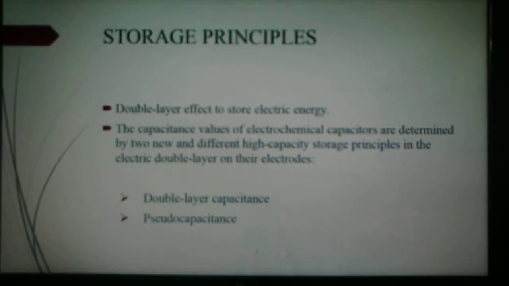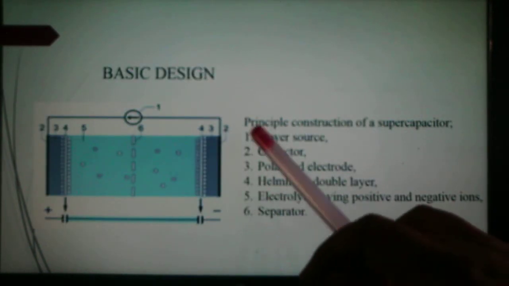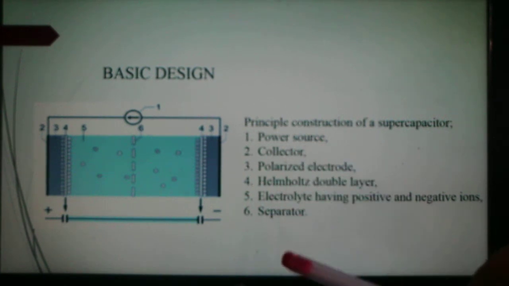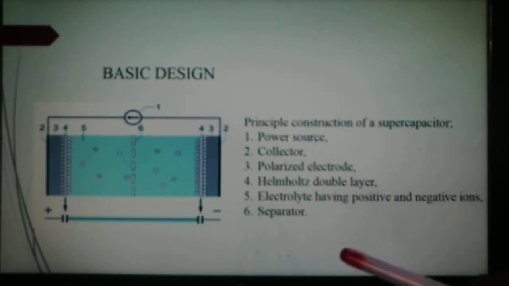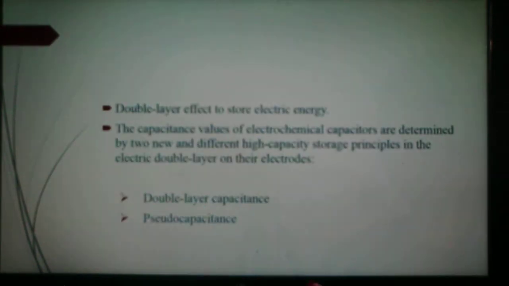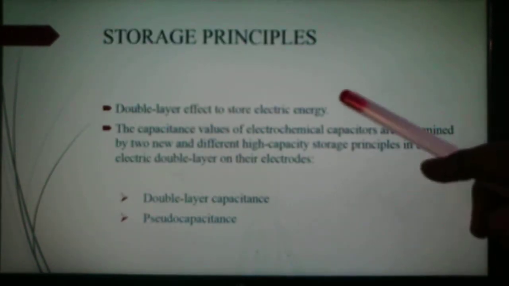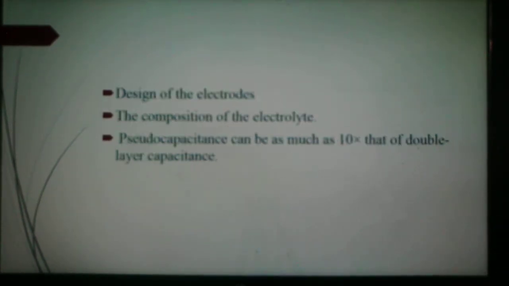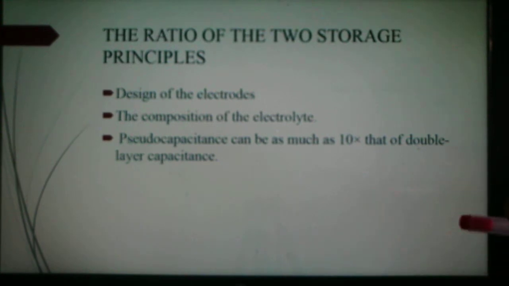Then the storage principle: the double layer effect stores electric energy. When voltage is applied to the electrodes, the positive and negative ions are separated. The storage is based on two principles, double layer capacitance and pseudo capacitance, and we can calculate the capacitance value from these two principles.